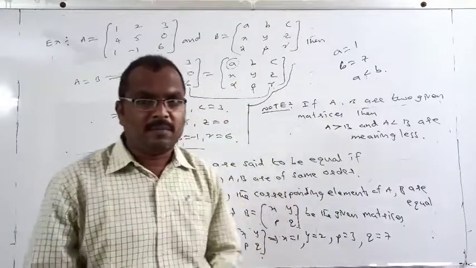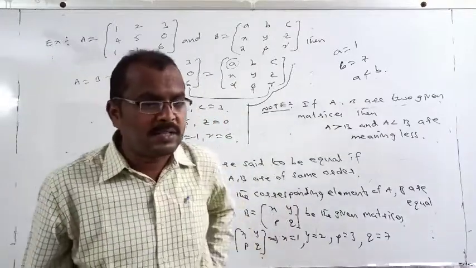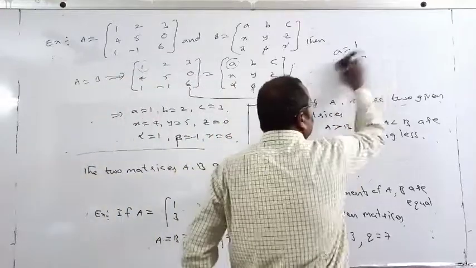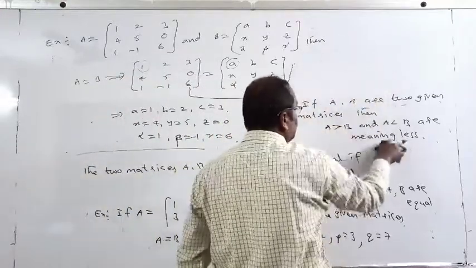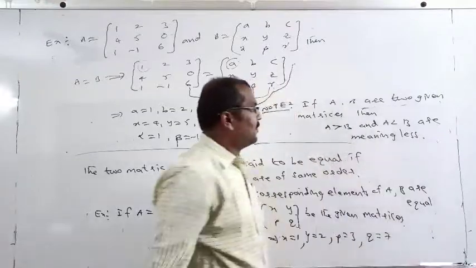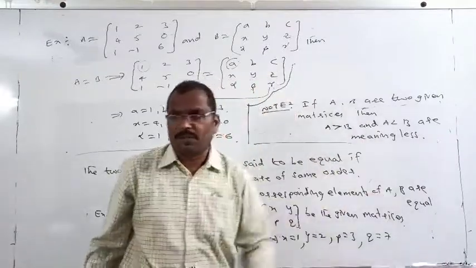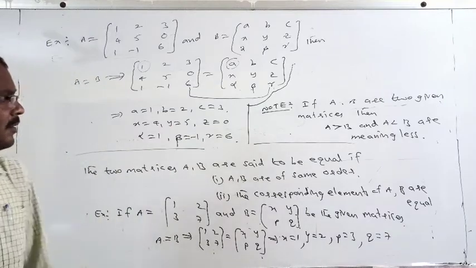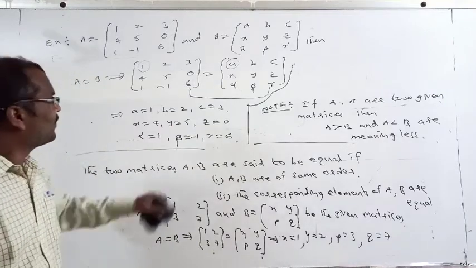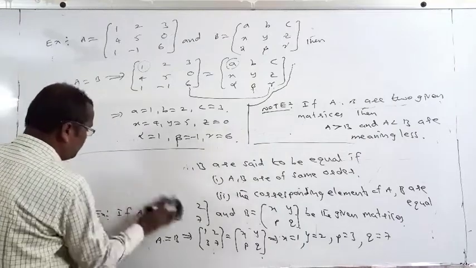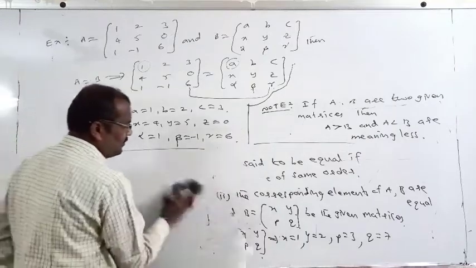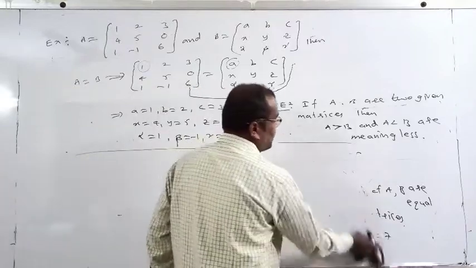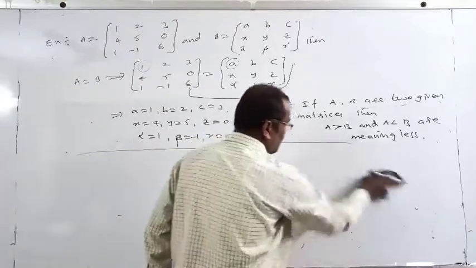So what is the most important statement? The two matrices cannot be comparable. You may write not possible or meaningless. Once again, A greater than B and A less than B are not possible.